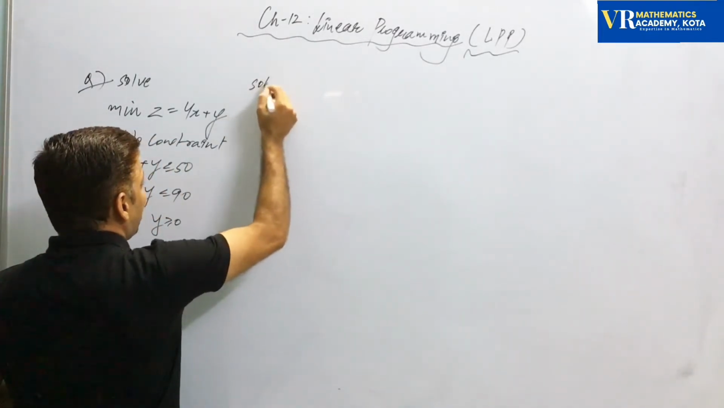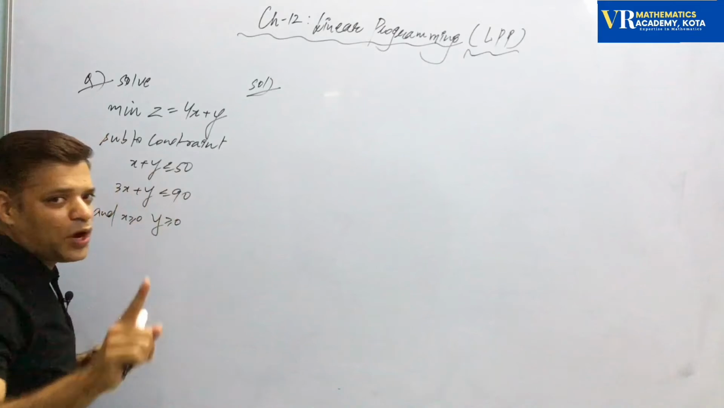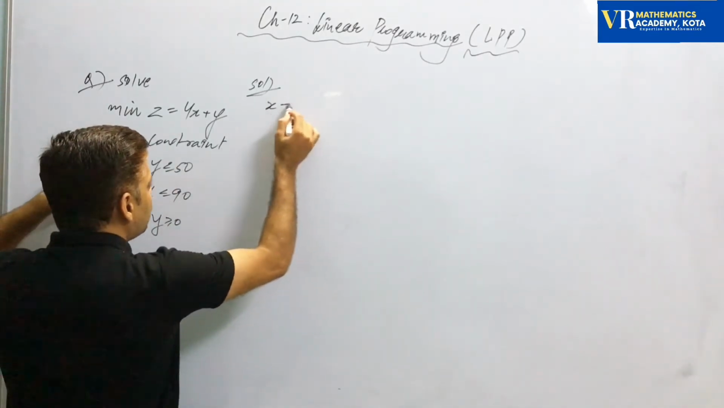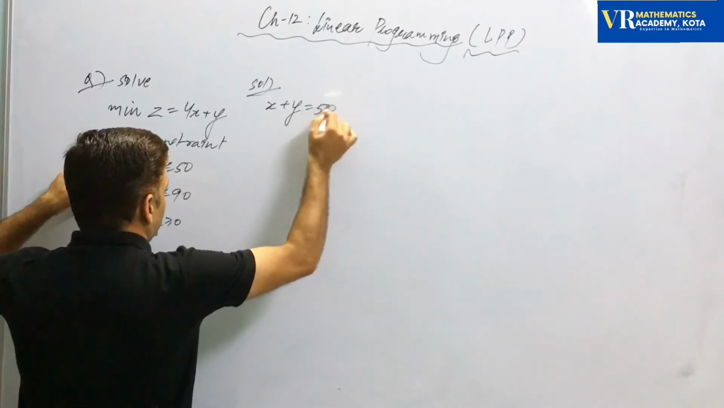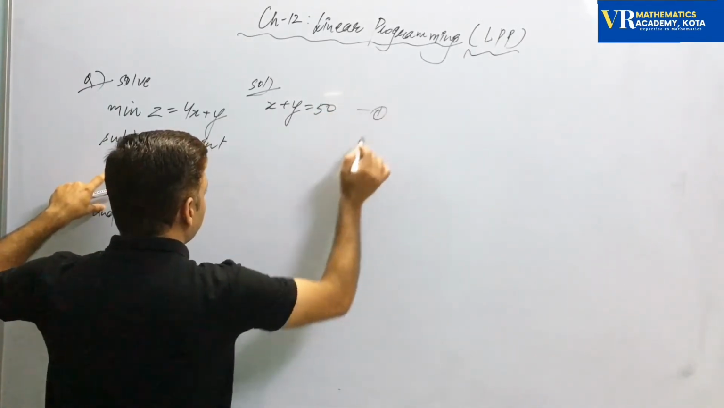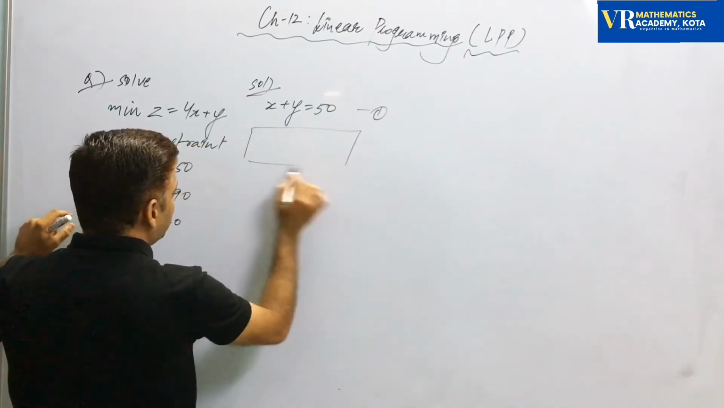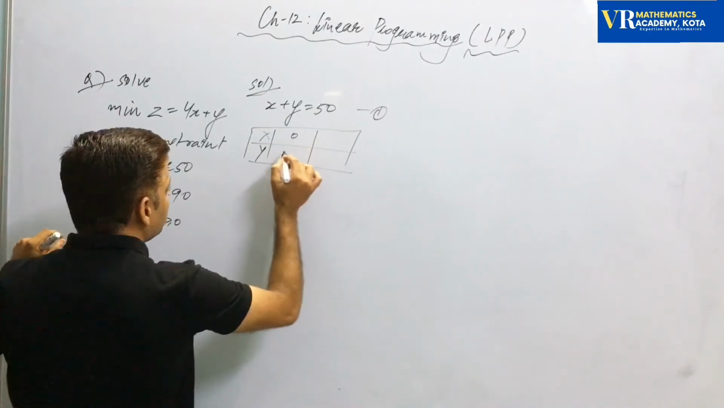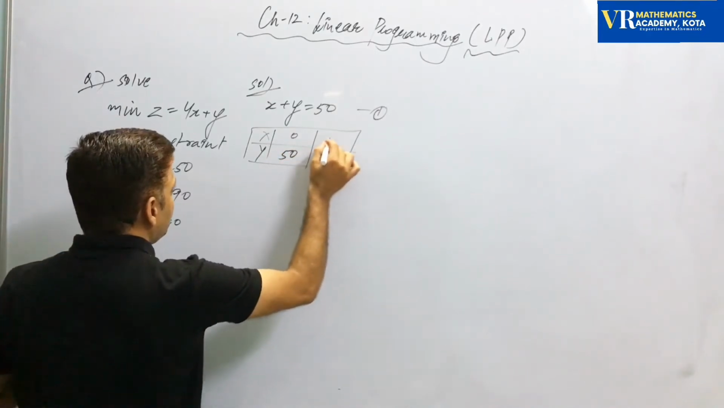To solve this LPP, firstly you have to change all the inequalities into equation form. First, in equation form, x + y = 50. Let this be equation 1. We draw a table because we have to draw this on the graph: (0, 50) and (50, 0).